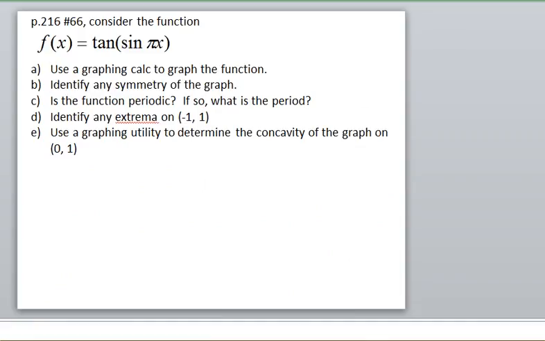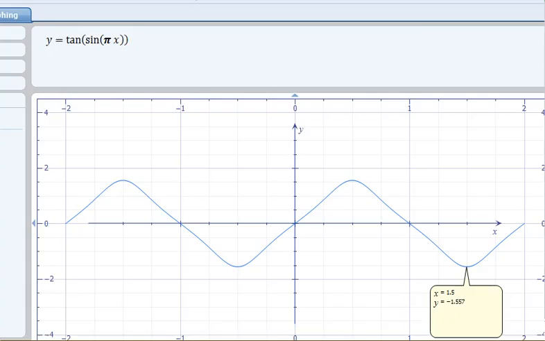Identify any symmetry of the graph. So we're going to go back to this to identify the symmetry. Since it crosses 0, 0 here, the only thing that it would be symmetric about is the origin, because if I fold this in half either other way, it's not going to match up. So it's not symmetric about the y or the x.